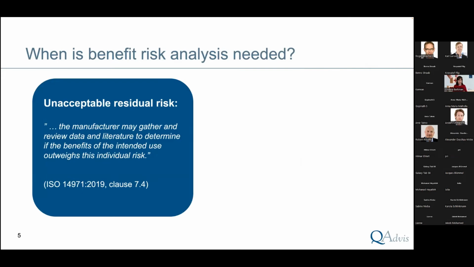At the risk control step, if after risk control the residual risk is judged to be unacceptable, the standard says that the manufacturer may gather and review the literature to determine if the benefit of the intended use outweighs this residual risk. So this is clause 7.4.